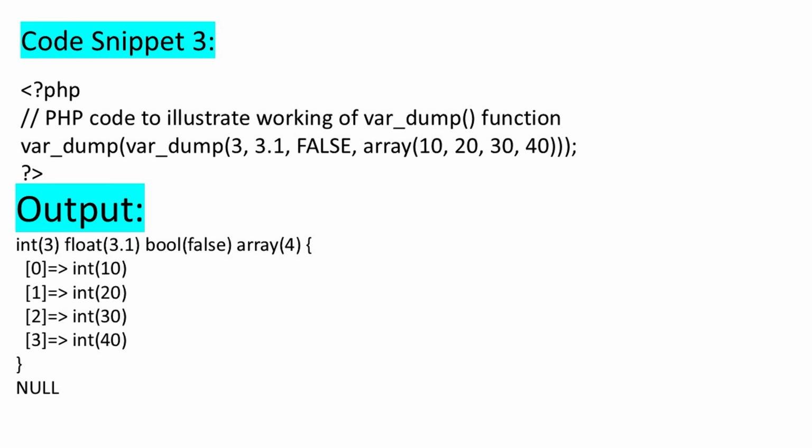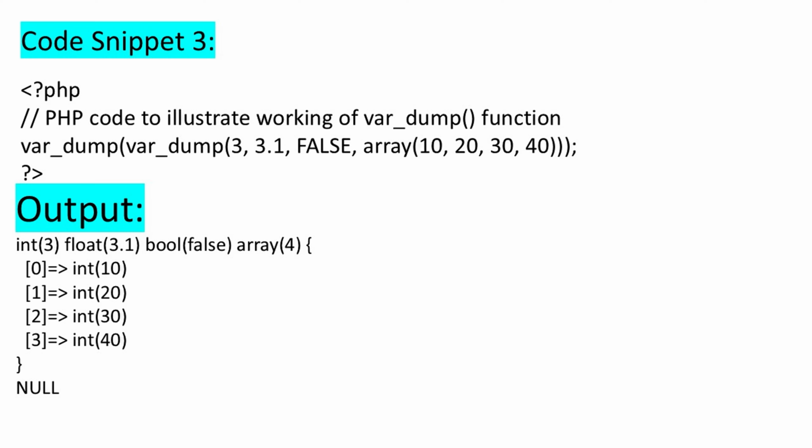When this code runs, PHP outputs detailed information about each of these values. The result shows the type of each variable, followed by its value in parentheses. For example, int(3) means that the first value is an integer with a value of 3. float(3.1) means that the second value is a floating point number 3.1. bool(false) means the third value is a Boolean and its logical value is false. Then, PHP shows the array by indicating array(4), meaning there are 4 elements in the array, and lists them one by one with their corresponding keys and values. The keys start from 0 and go up to 3, each storing an integer value.